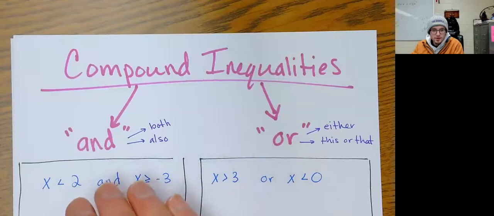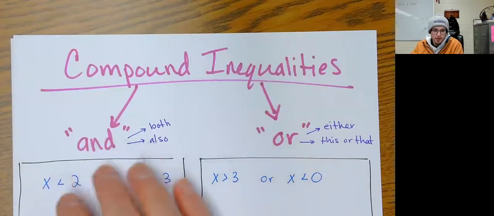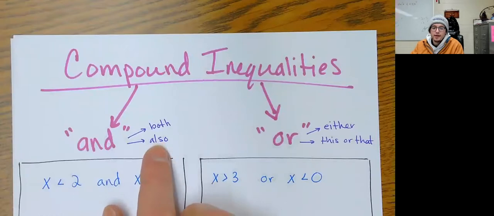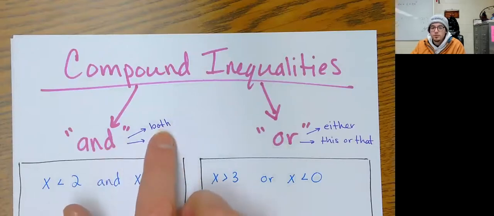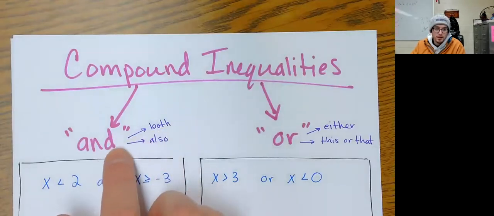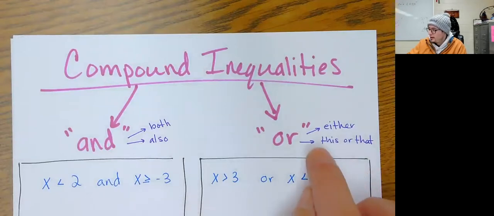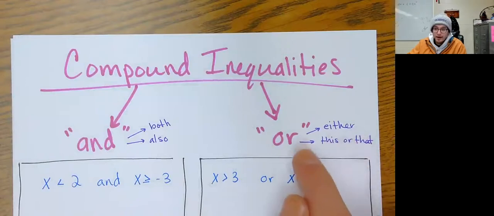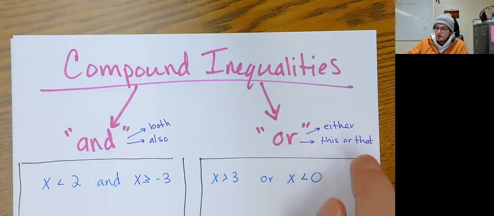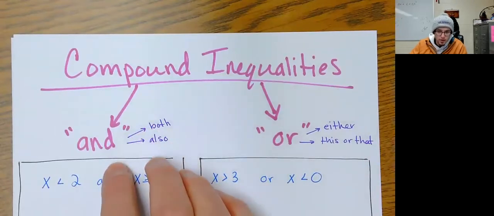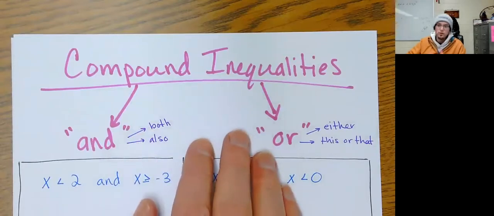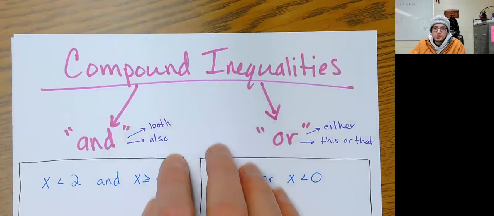I talked with my students earlier today, and they came up with things they understand. To them, "and" means both. Another student said it means also. Somebody else said it means to include. For "or," they said either, or this or that. So in compound inequalities, "and" means both, also, and "or" means either, this or that. Let's get into it.